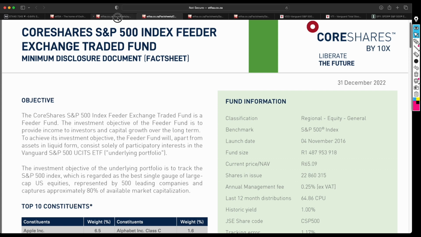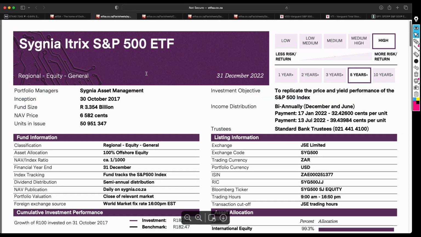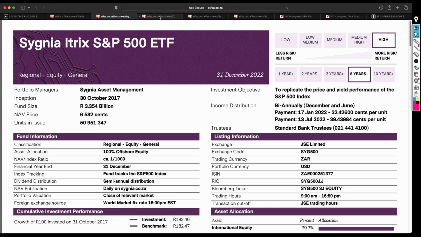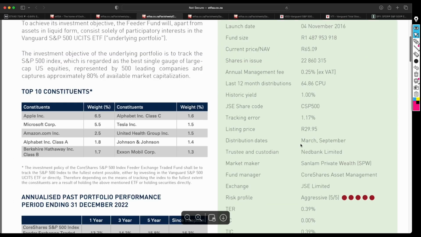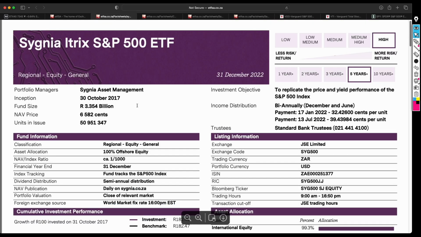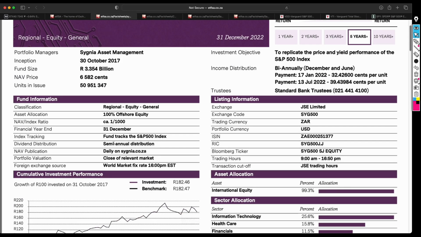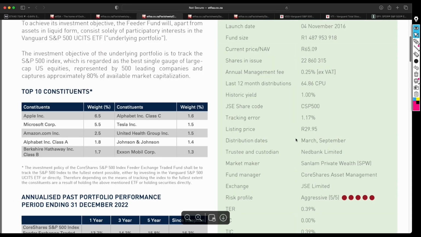But for the purpose of this video, we are going to focus on the Sygnia Satrix. Both of them distribute on different dates. You can see this one distributes in March and September, whereas the Sygnia distributes in December and June. It makes semi-annual distributions, and the Cautious also makes a semi-annual distribution.